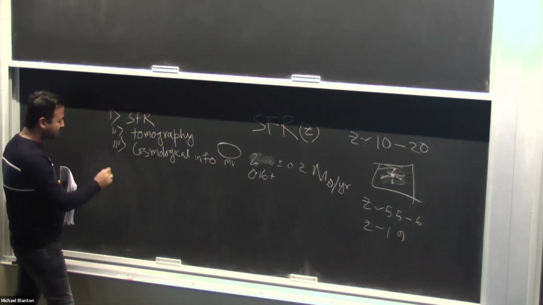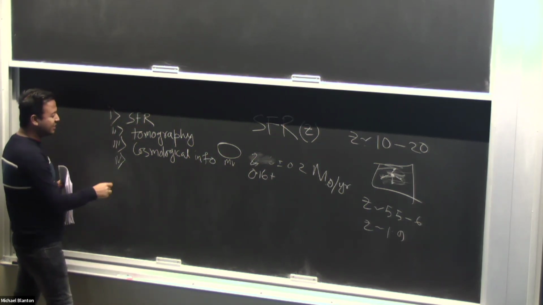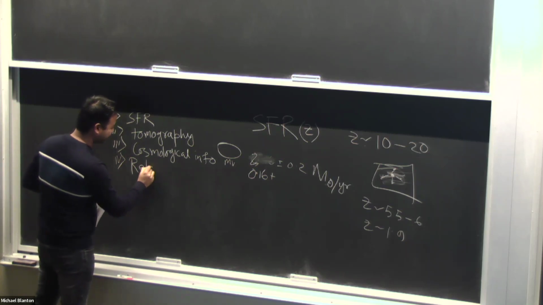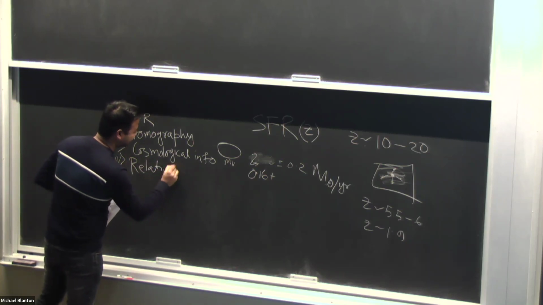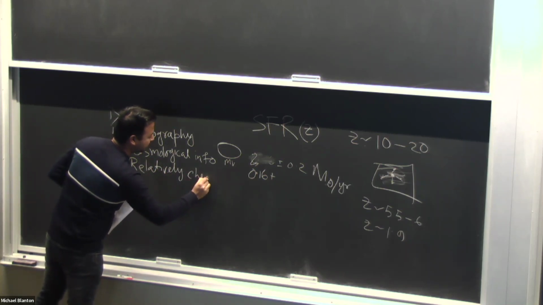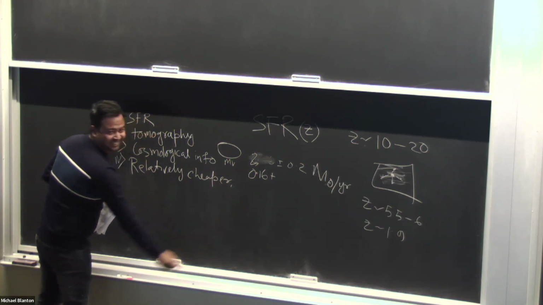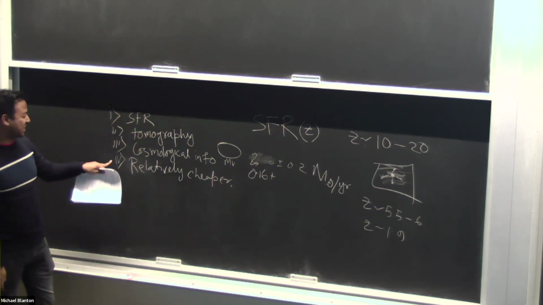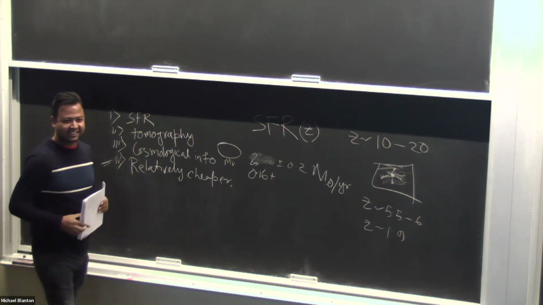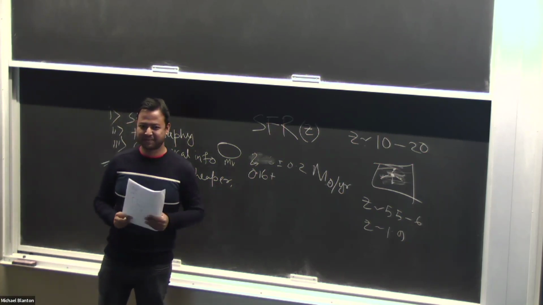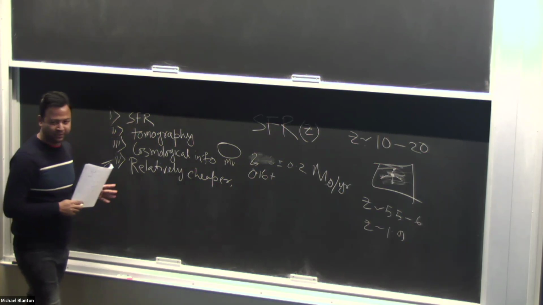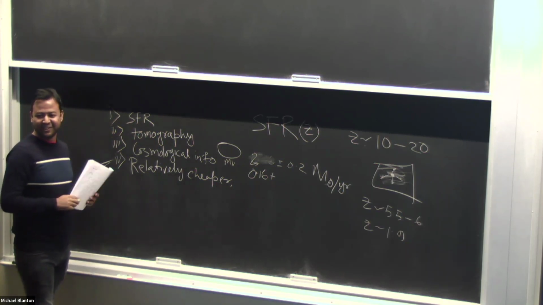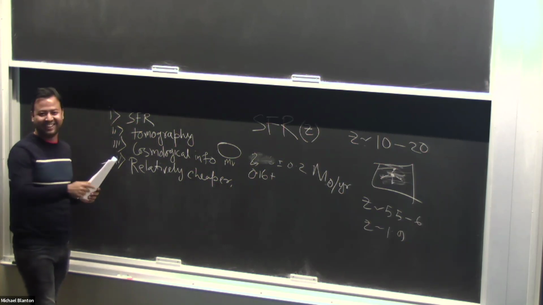And last but not the least, it should be relatively cheaper. Meaning possible. So just to give you an estimate, a typical line intensity mapping experiment like CCAT costs around $50 to $70 million. So on the high end. Yeah, on the high end, exactly.